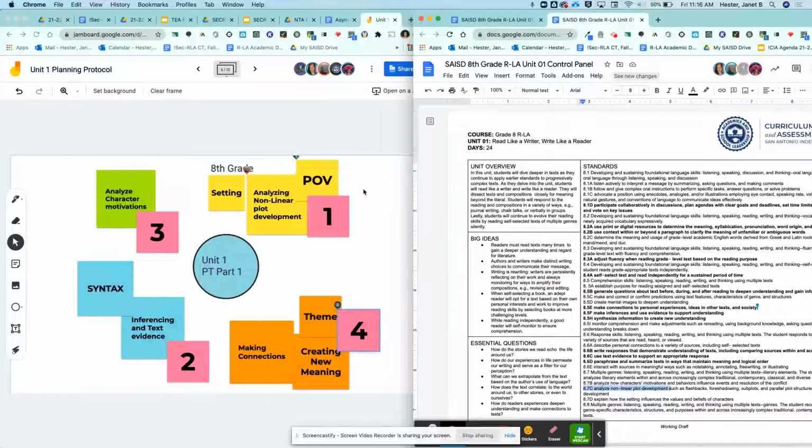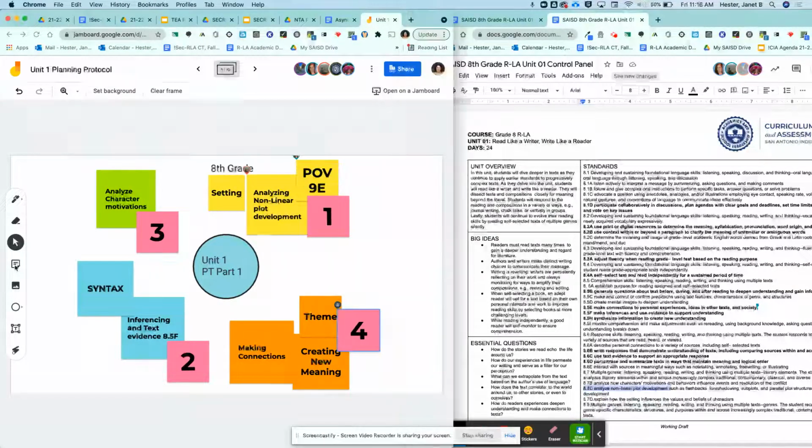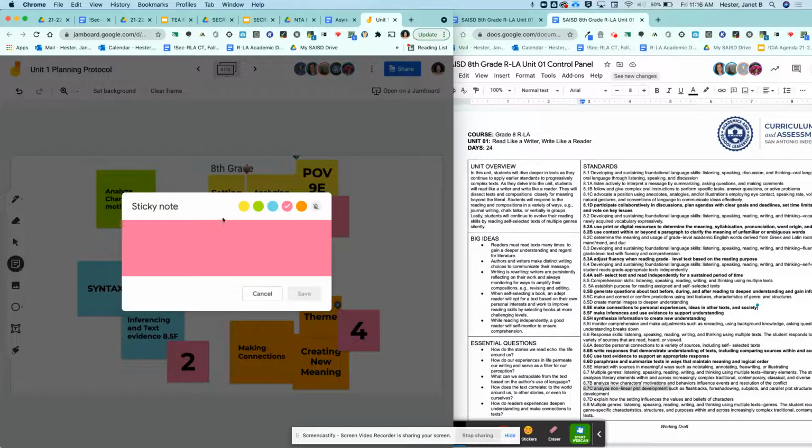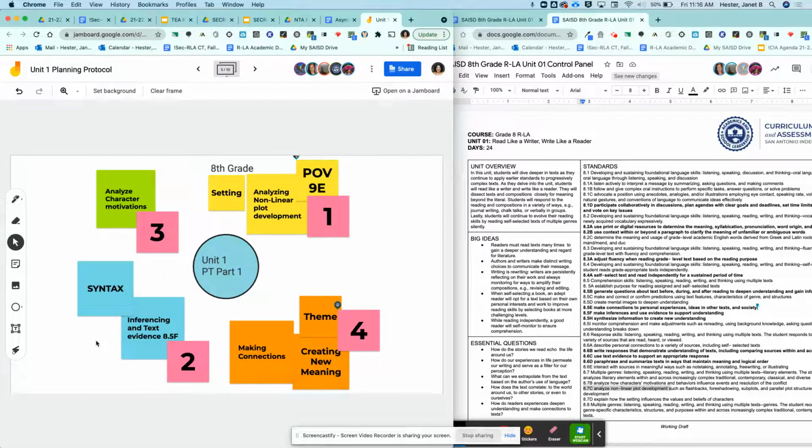So I see on the control panel that for inferencing and text evidence, 5F would be appropriate to use for that skill. Okay. So I went ahead and edited my sticky note and put the standard next to it. Excellent. I'm going to do the same thing for the other ones that I added. I also added 7C for nonlinear plot development, and that also goes for setting. So we could use that. That standard comes up twice for this unit, and there are 2 sub-skills for that one standard.